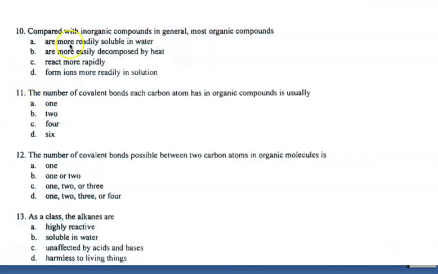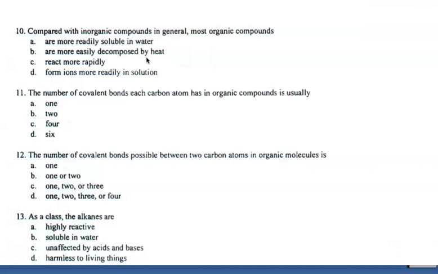Number 10, compared with inorganic compounds, in general most organic compounds, let's see, are more readily soluble in water, are more easily decomposed by heat, react more rapidly. I think they are more easily decomposed by heat.